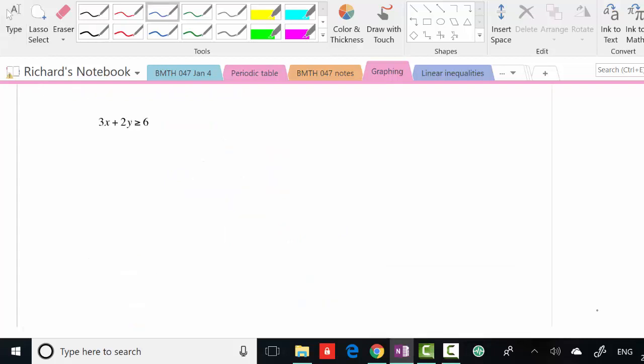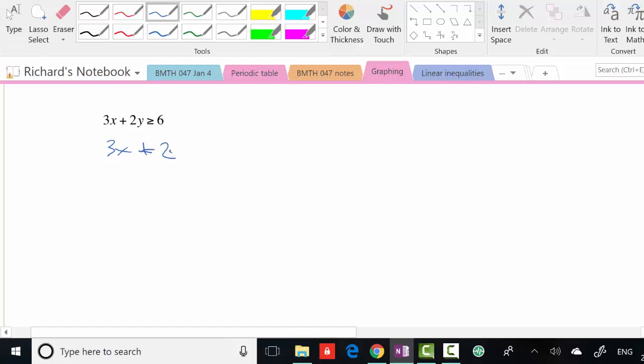I'm going to do another example now with the inequality 3x plus 2y is greater than or equal to 6. Let's take a look at this. So I'm going to solve this inequality for y. I'm going to add negative 3x to both sides of the inequality. And now what results is 2y is greater than or equal to minus 3x plus 6. Now I'm going to divide both sides by 2.